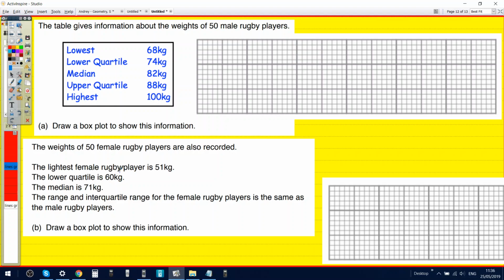So actually they gave us, let's compare these two. Draw them as well? No. I think you know how to draw them, so just compare. Okay. It doesn't say. Oh, the range is the same. So the range is 32 kilograms. So the highest female is 83. Don't compare range. Compare interquartile range. So the interquartile range.